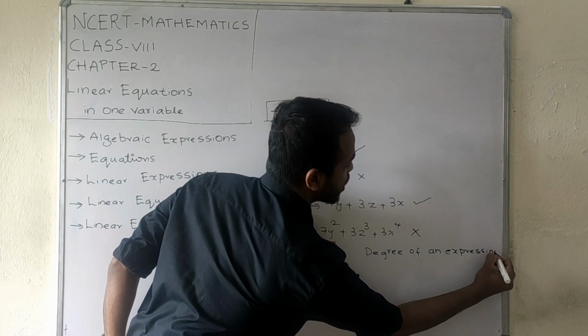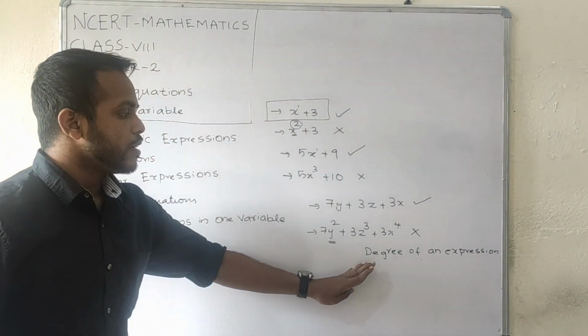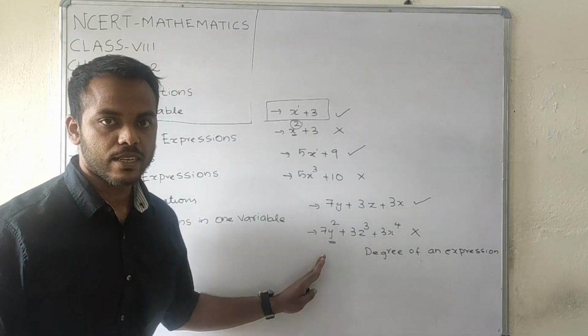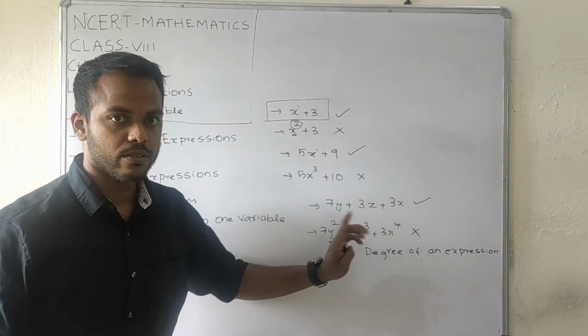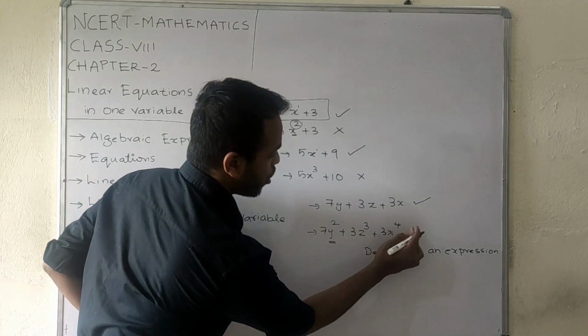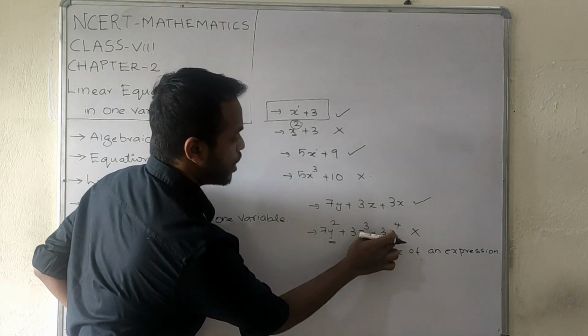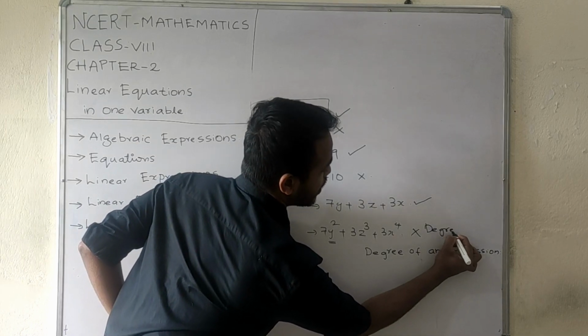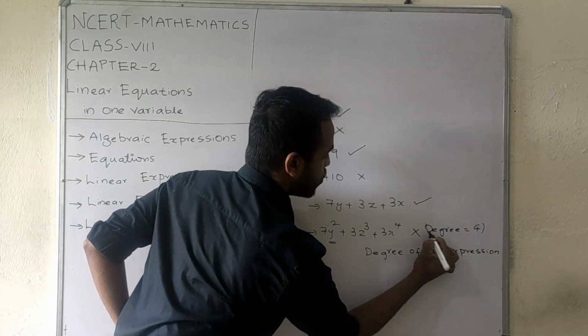What is degree of an expression? Degree is the highest power among all the variables present in that expression. Okay. So what is the degree of this equation? Sorry, degree of this expression? The degree is 4. Right.